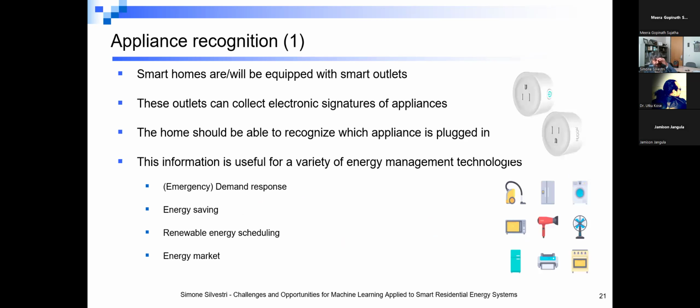The specific problem that we consider here is appliance recognition. As you may imagine, futuristic homes, and actually you can even buy these on Amazon, are going to be equipped with smart outlets. These outlets can collect the electric signature of the appliances, and our objective is to recognize which appliance is being plugged in. This could be useful for a variety of energy management technologies, such as demand response, energy saving, etc.